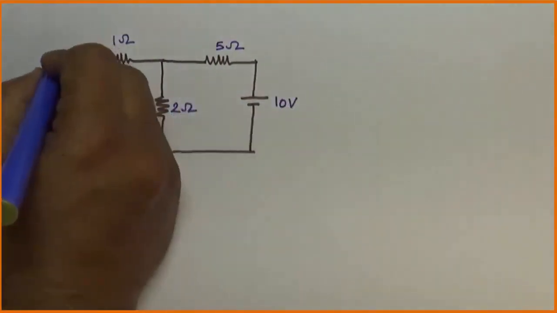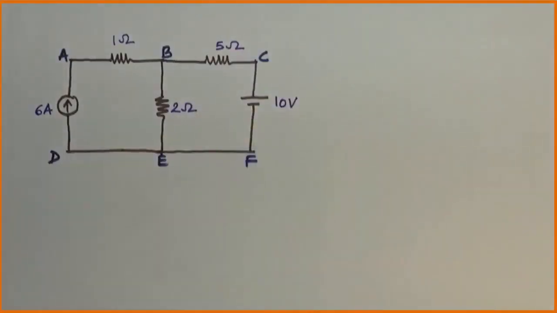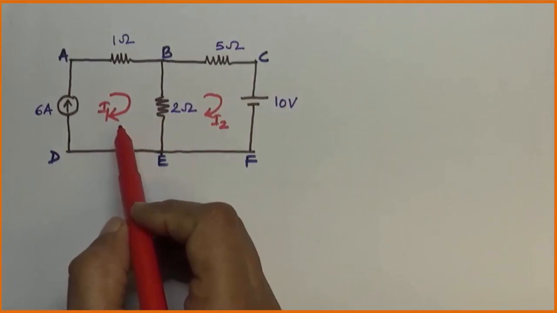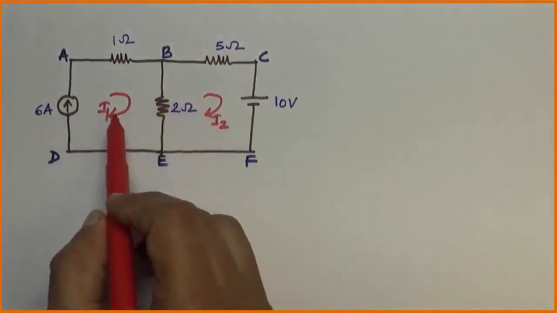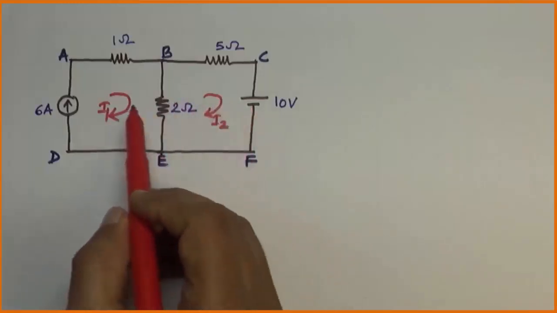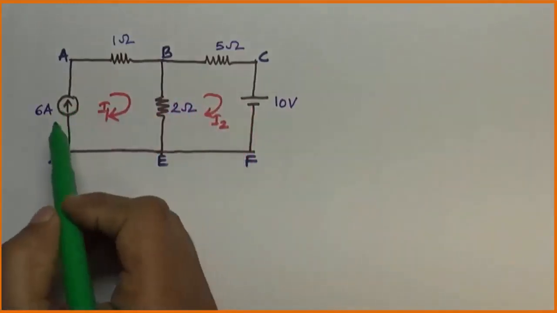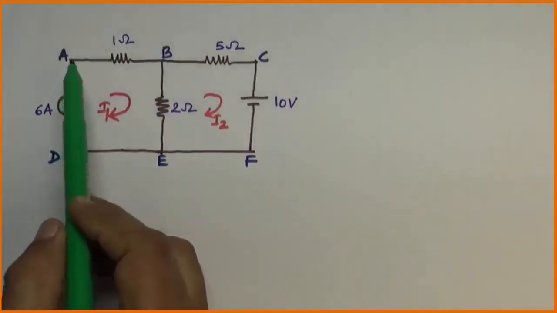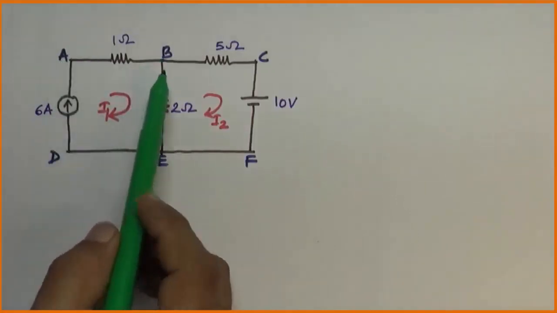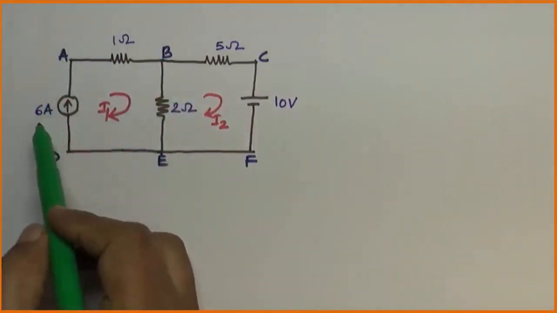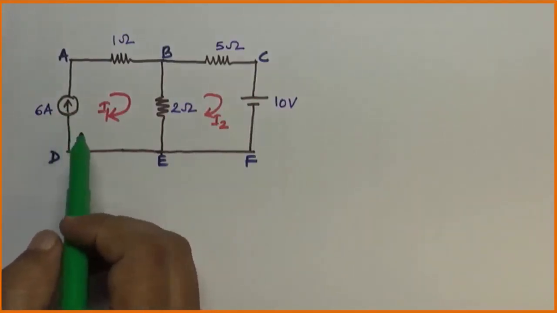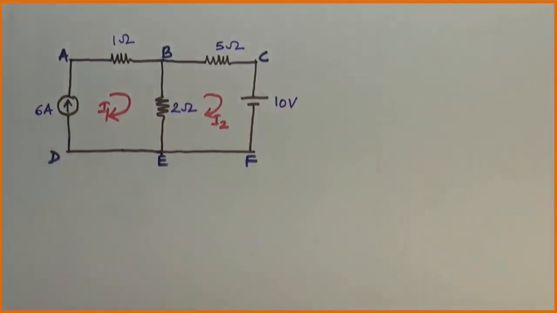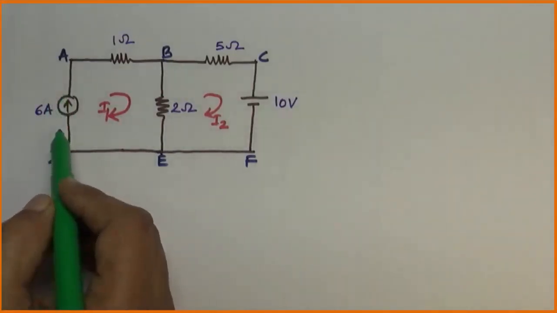Let us mark the nodes A, B, C, D, E, F, and let us mark the loop currents I1 and I2. I have assumed the direction of both currents to be clockwise. Now there exists a current source in the circuit, that is 6 ampere. So while writing down equation of loop A, B, E, D, A, we have to consider this current source. If there exists a current source in any mesh of the circuit, then Kirchhoff's voltage law cannot be applied to such mesh, as voltage drop across this current source is unknown.